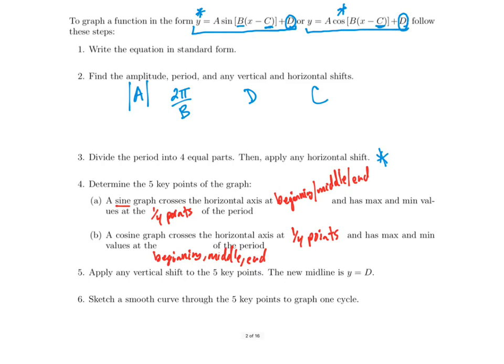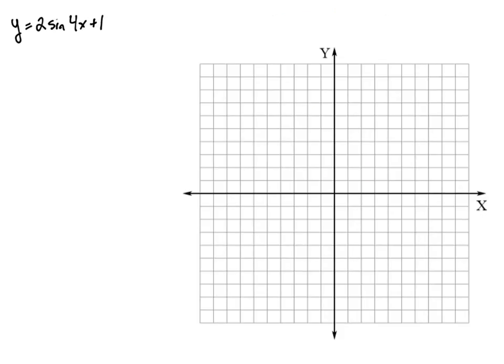All right, so once we map out what the period looks like, we apply any vertical shifts to the 5 key points. The new midline is this, and then we sketch a graph. So what follows in the video are 4 different examples, and we'll go through these steps for each of those examples. All right, so let's graph y equals 2 sine, I'm going to write 4x in parentheses, plus 1.